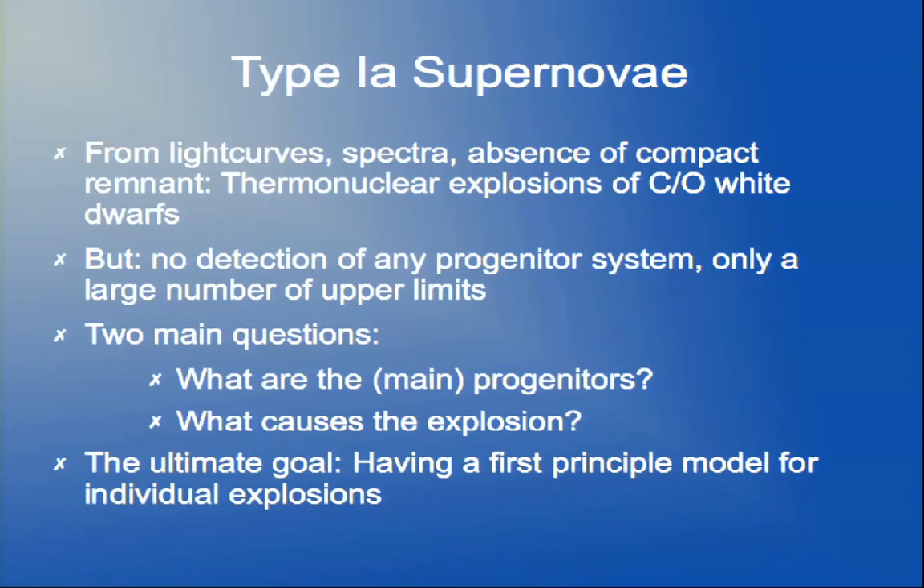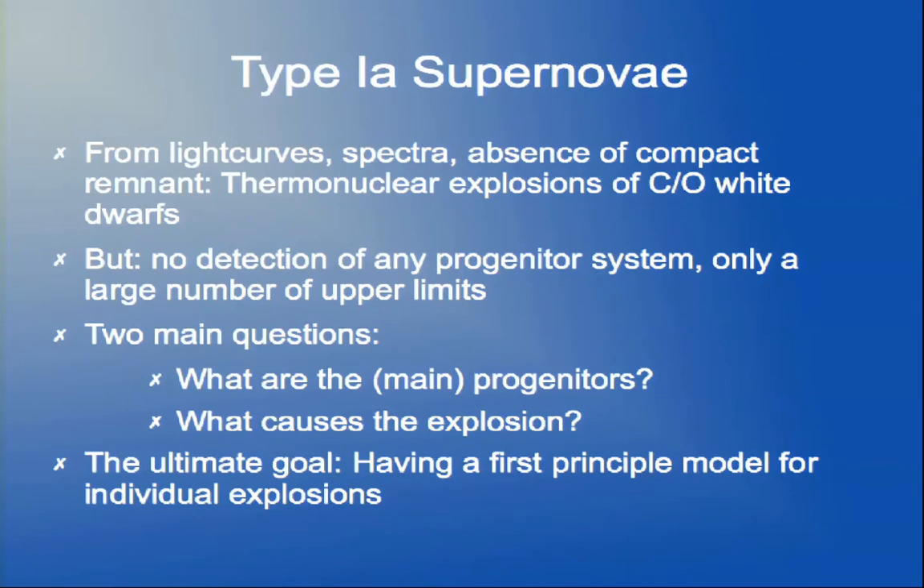Okay, so what do we know about Type Ias? From observations of light curves in different bands, from spectra and from remnants, we infer that they are thermonuclear explosions of carbon-oxygen white dwarfs.